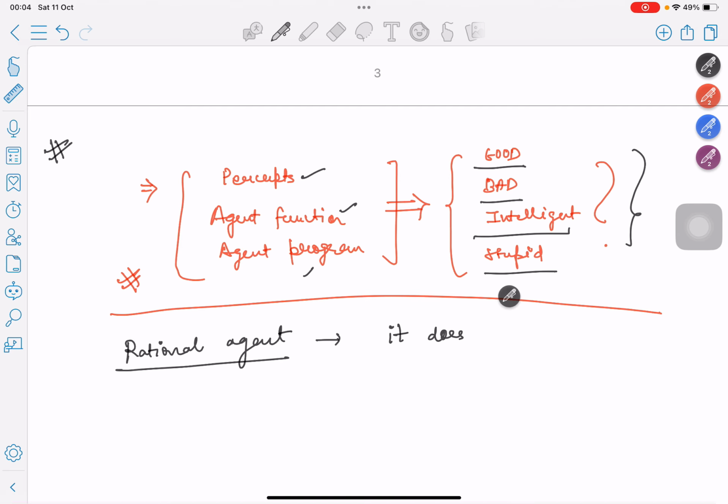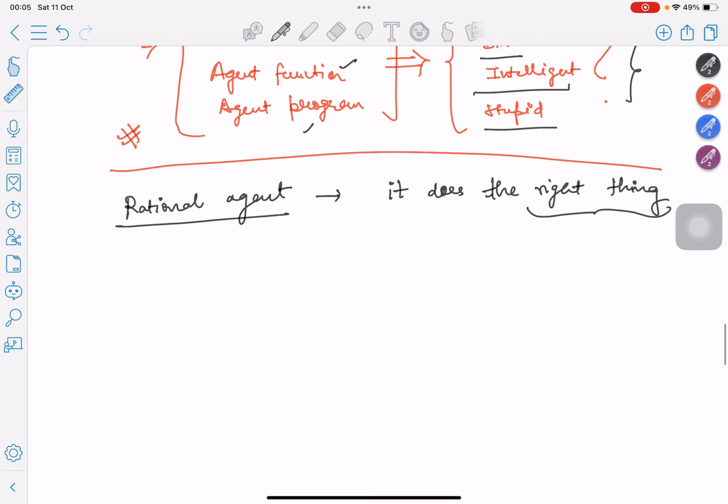That's I think the fundamental question. It does the right thing, but how do we define that a particular action taken is considered to be right? What does it mean to do the right thing? That is the question we need to ask. So let's say this is the main agenda of this video: what does it mean for an AI agent to do the right thing?